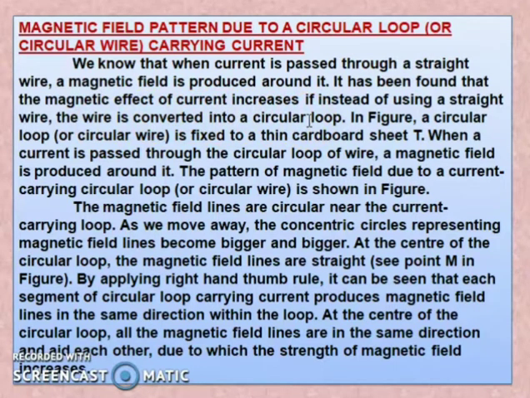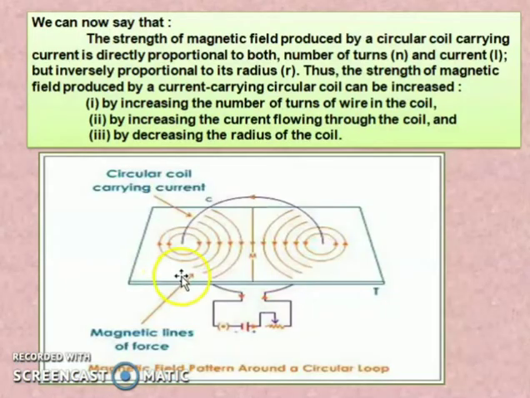So in the figure, a circular loop or circular wire is fixed to the thin cardboard sheet T. When the current is passed through the circular loop of wire, a magnetic field is produced around it. The pattern of the magnetic field due to the current carrying circular loop is shown in the figure. So you can see in the figure.